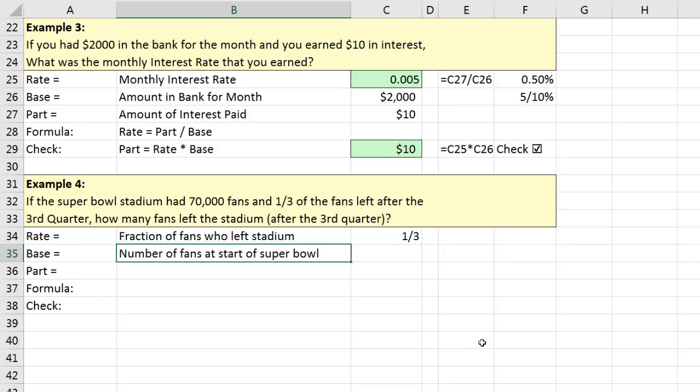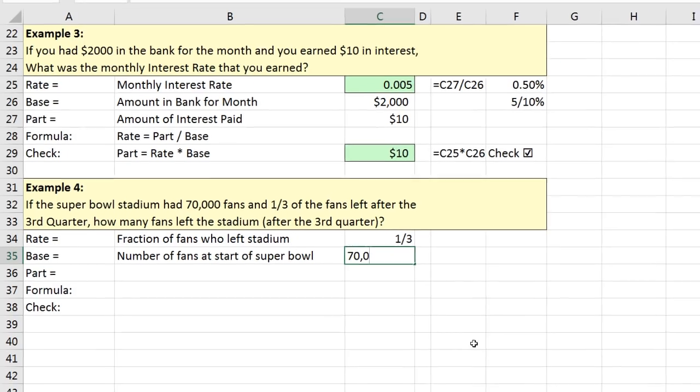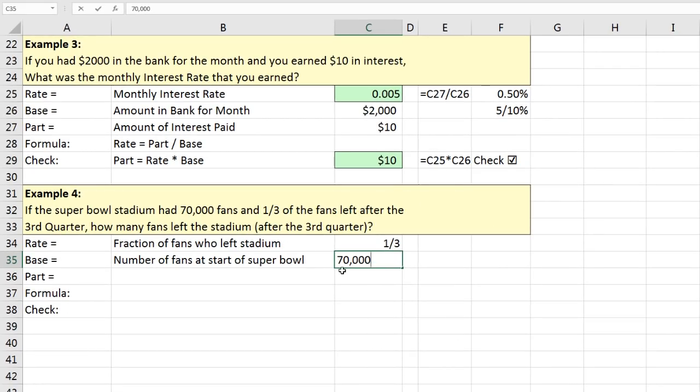Number of fans at start of Super Bowl, tab. Watch this, 70,000. That comma will not go into the cell. Control Enter, you can look up in the formula bar. That's the type of number formatting as we type, just as we did with currency and percentage above.